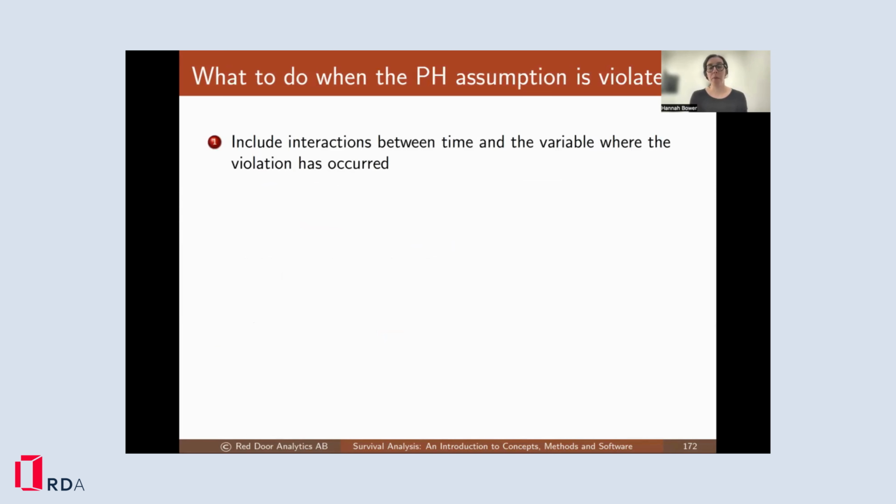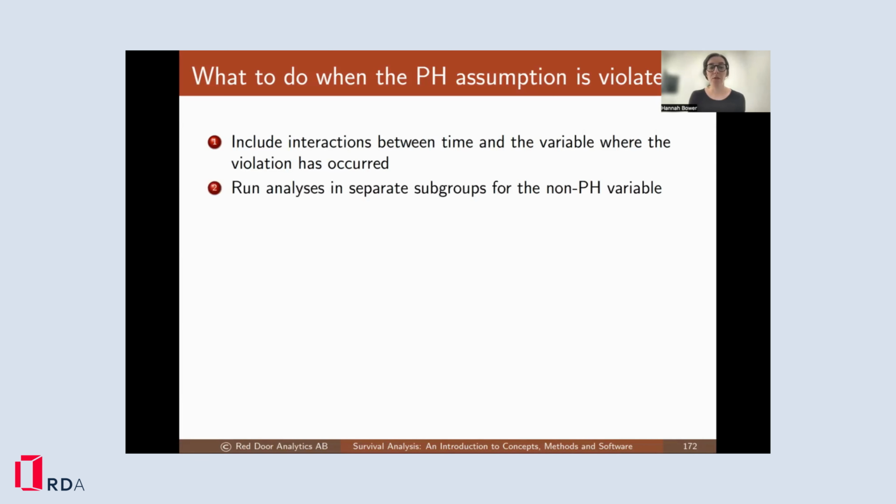So what do we do when the proportional hazards assumption is violated? As we saw in our previous examples, grade is violating the proportional hazards assumption. We also saw that age may also violate the proportional hazards assumption. So what do we do about that? Well, what we would do is include interactions between our time variable and the variable where the violation has occurred. So as you saw in the previous slide where I included this interaction in our piecewise exponential model, you would just fit that model and that would be your model that you would use for your interpretation.